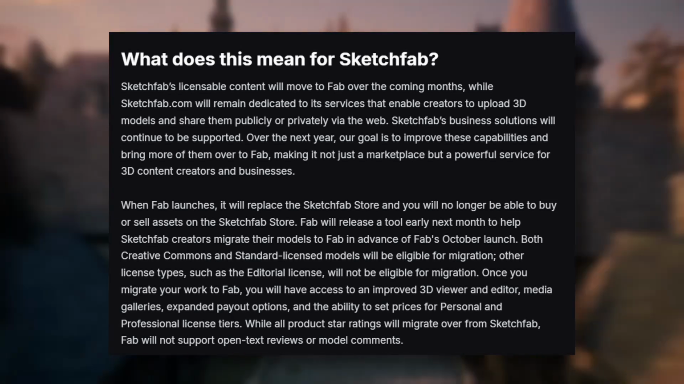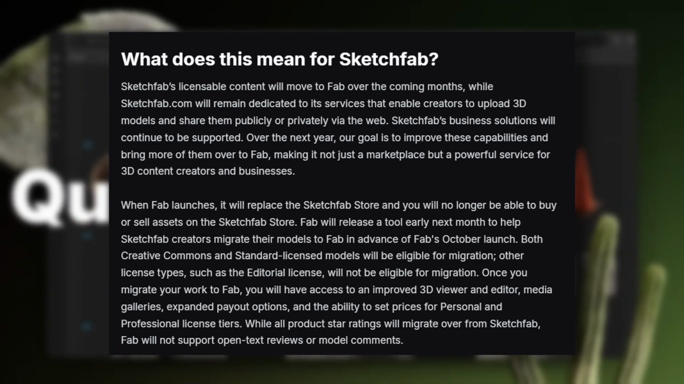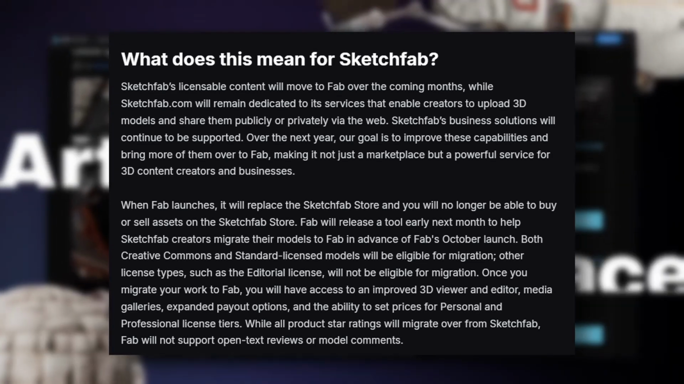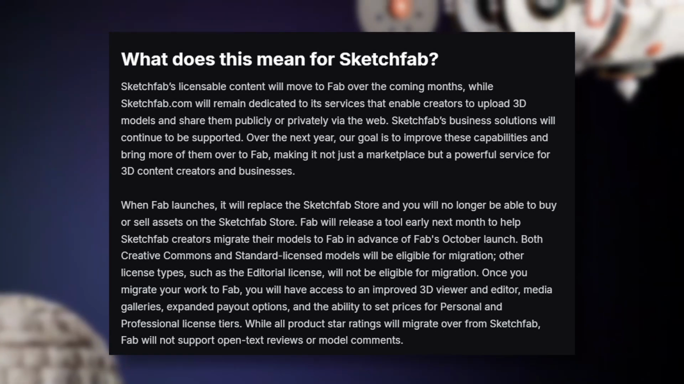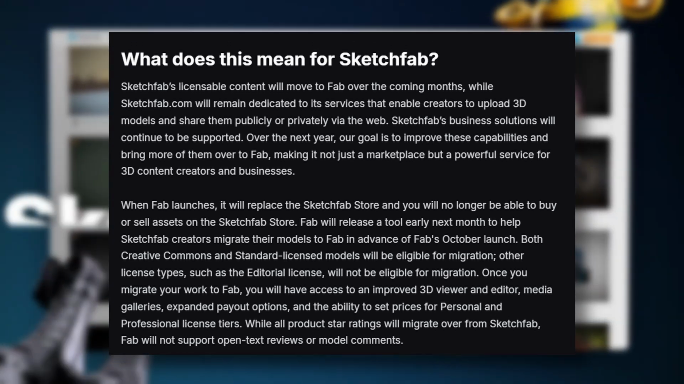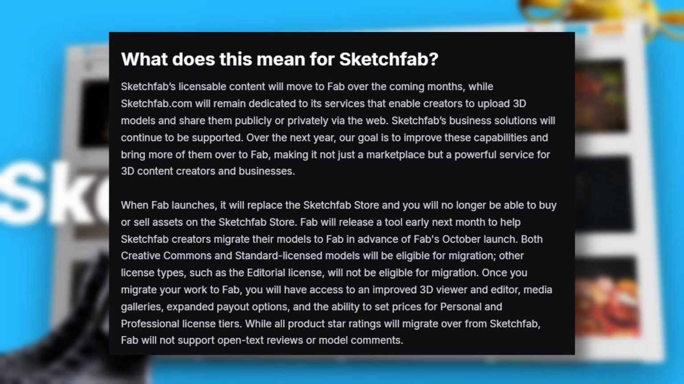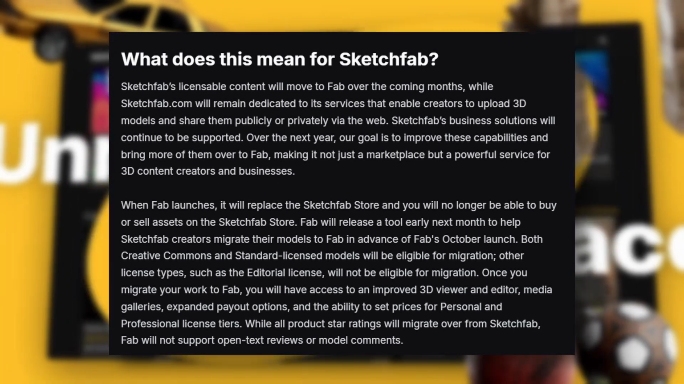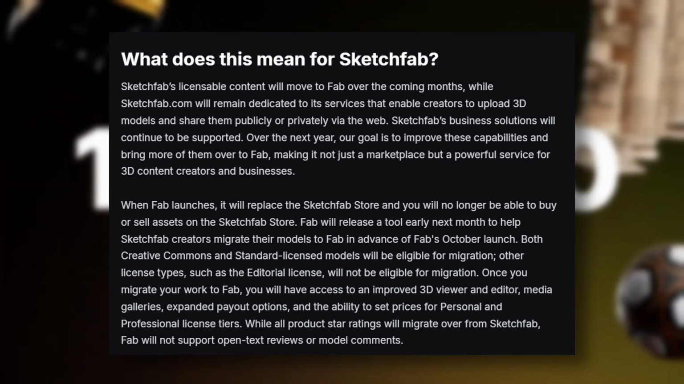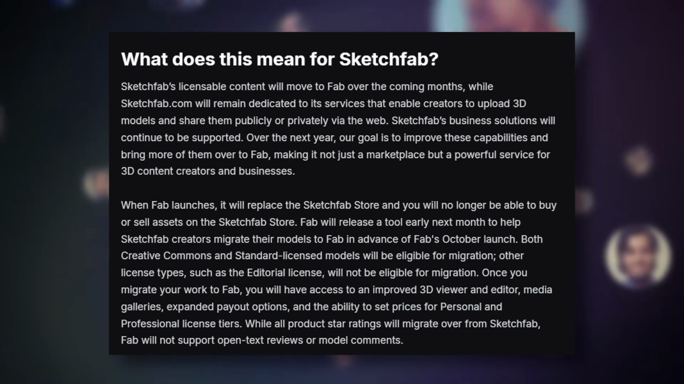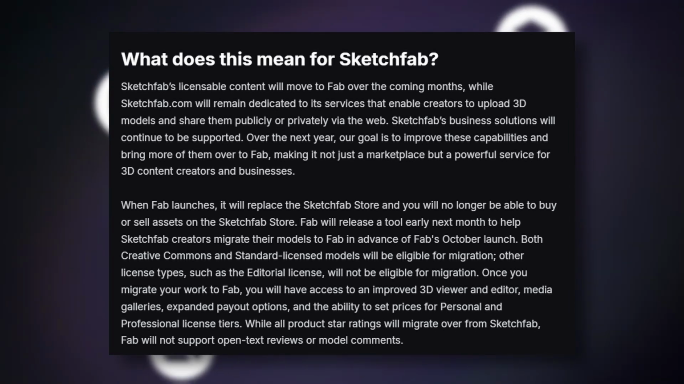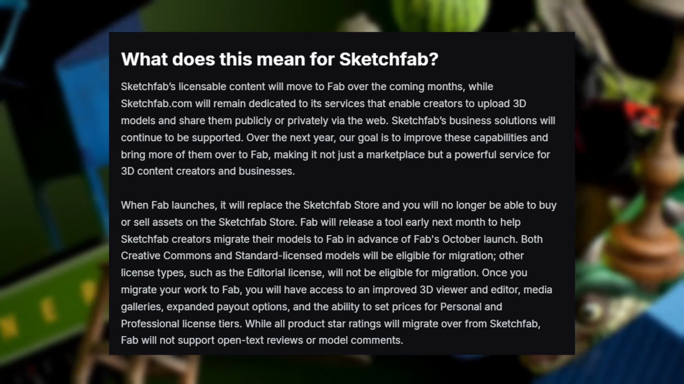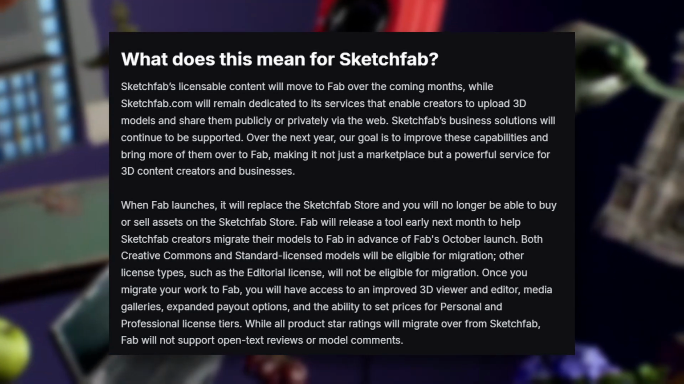Fab will release an early tool next month to help Sketchfab creators migrate their models to Fab in advance of Fab's October launch. Both Creative Commons and standard license models will be eligible for migration. Other license types, such as the editorial license, will not be eligible for migration. Once you migrate your work to Fab, you will have access to an improved 3D viewer and editor, media galleries, expanded payout options, and the ability to set prices for personal and professional license tiers. While all product star ratings will migrate over, Fab will not support open text review or model comments.